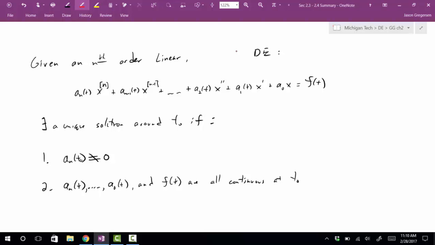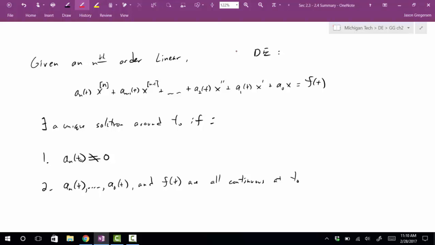So we're going to say there exists a unique solution around some point, t sub naught, some initial t value, if a sub n of t sub naught is not equal to 0. That's the leading coefficient. So step number 1, look at the leading coefficient. For what values of t is that thing 0? Those are values of t where there does not exist a unique solution. Okay? So the leading coefficient can't be 0.